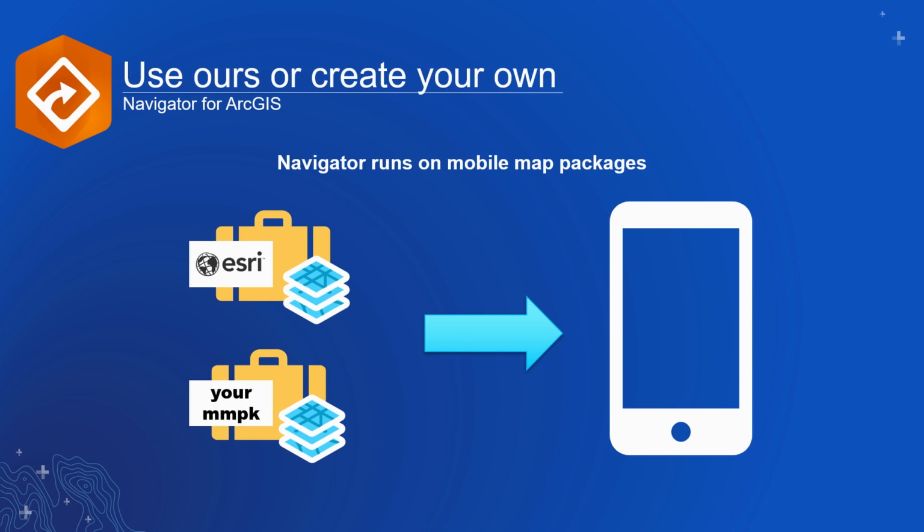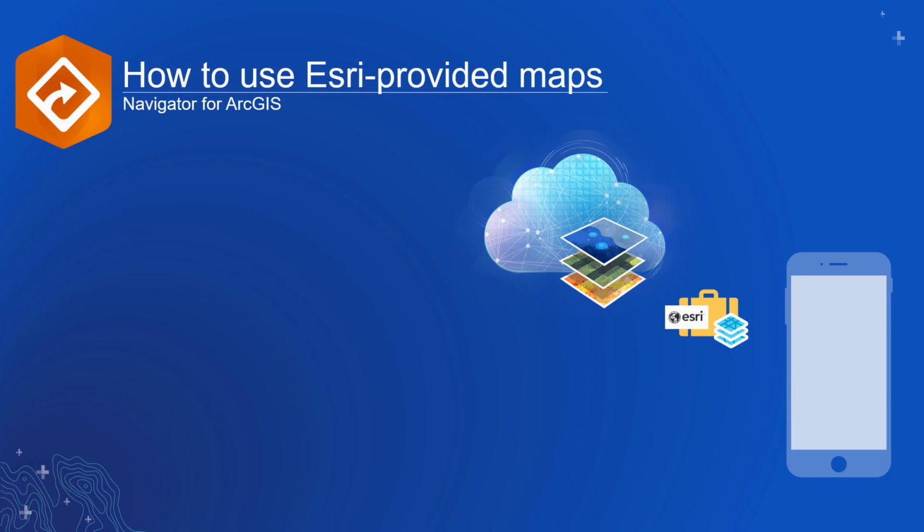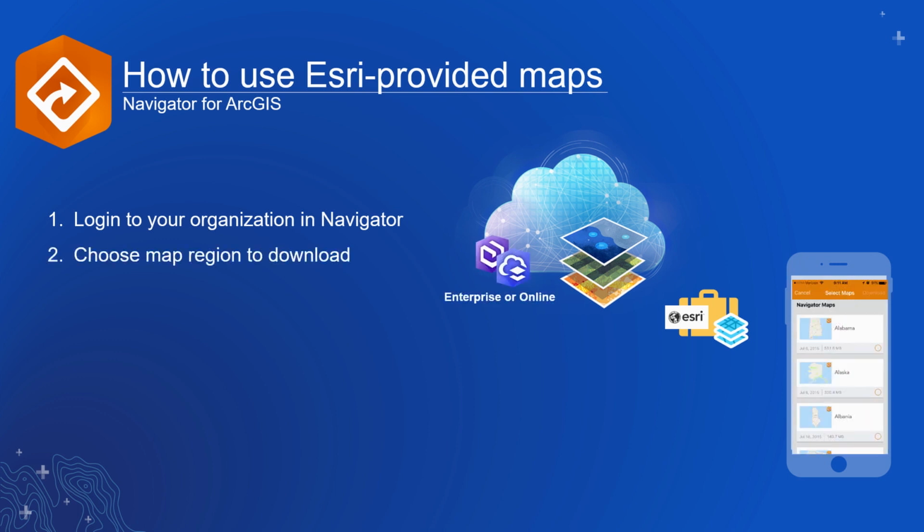It's either the Esri provided ones or the ones that you've either created from scratch or modified our stuff just a little bit. So a little bit more information about using Esri-provided maps. Those are the ones that we give you out of the box. The first thing that a Navigator user would do to get these is log into their organization using Navigator. Once they're logged in, they're going to see all the maps that are available to them, both the ones that you create and the ones that Esri has provided.